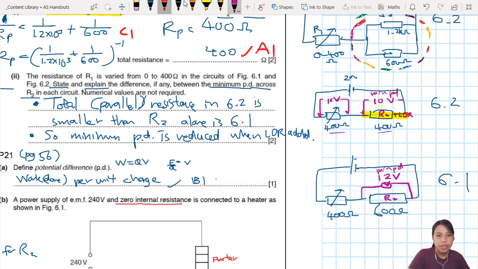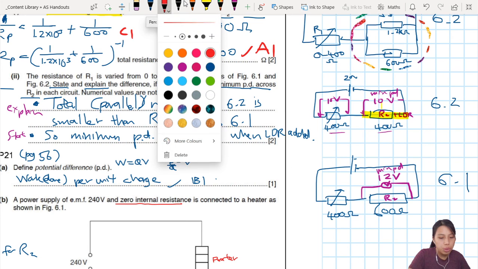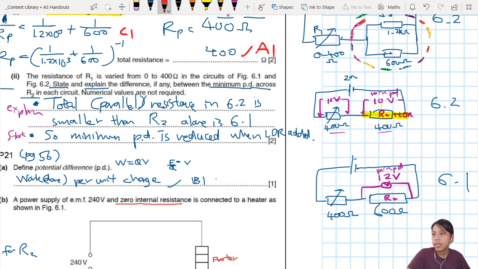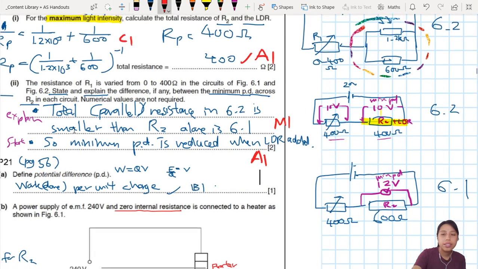You need to state and explain. The state one is this one. Explain is you have to talk about resistance. Where do the marks come from? 2 marks for this one. Let's check and see. It's M1A1. So here you must talk about resistance, M1, in order to get your A1 mark. If you just say minimum PD is reduced, then you don't get your mark. You must explain. Oh, this one is very strict. M1A1. Okay, so that's all for this question and the LDR series.